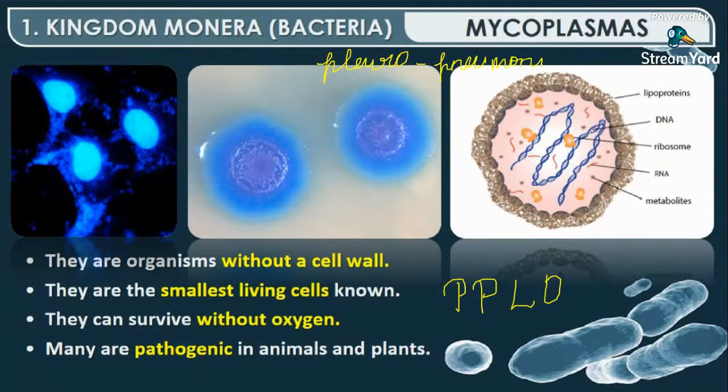Pleuropneumonia like organisms. It will be just posted in the chat section. That is what is meant by PPLO. So mycoplasma is also known as pleuropneumonia like organisms, and they are organisms without a cell wall. These organisms are the smallest living cells ever known. Till now, the smallest living cells that are known are Mycoplasma.